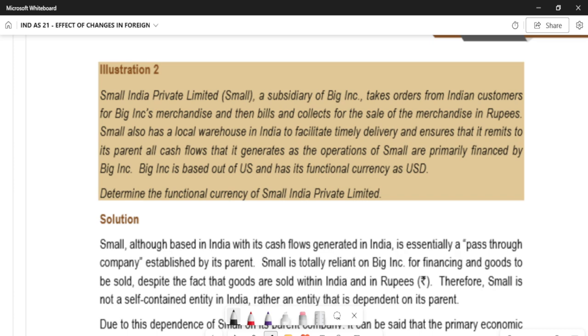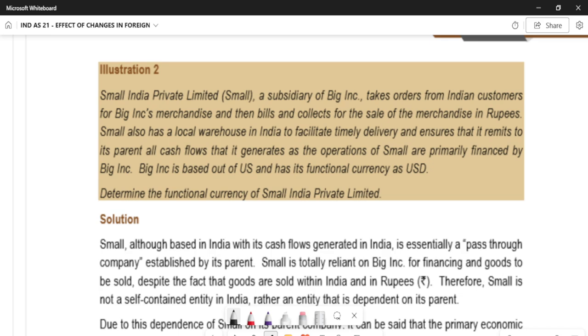See, you can easily understand. Small India Limited, a subsidiary of Big Incorporation, takes orders from Indian customers for Big Incorporation merchandise and then bills and collects for the sale of merchandise in rupees. Small also has local warehouses in India to facilitate timely delivery and ensures that it remits to the parent all cash flows that it generates, as the operations of Small are primarily financed by Big Incorporation.